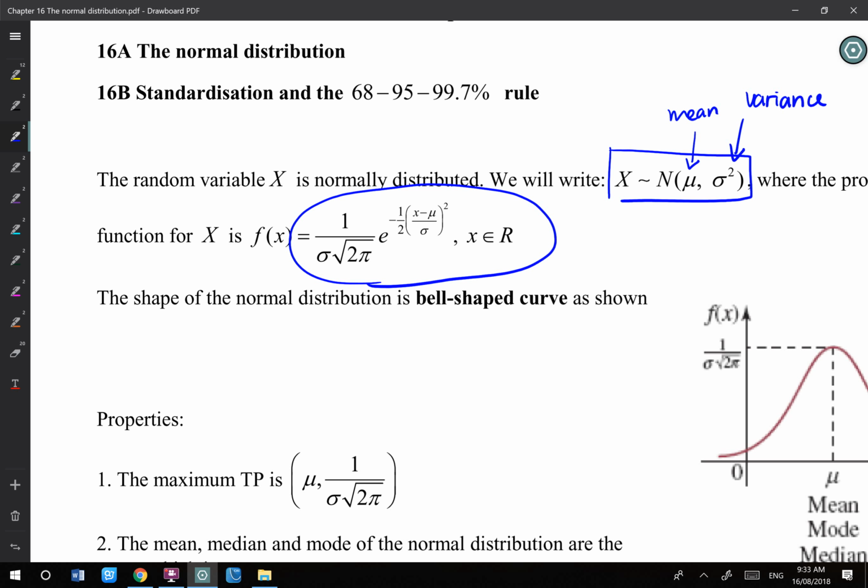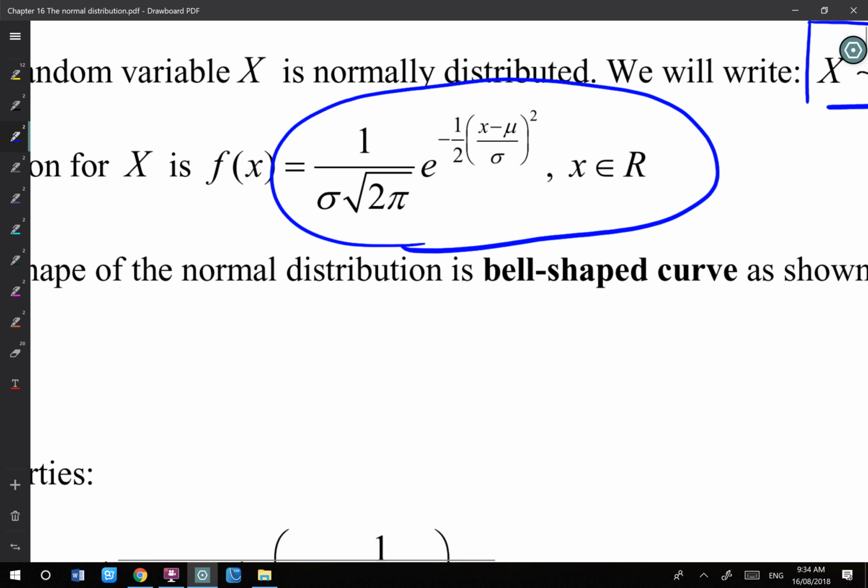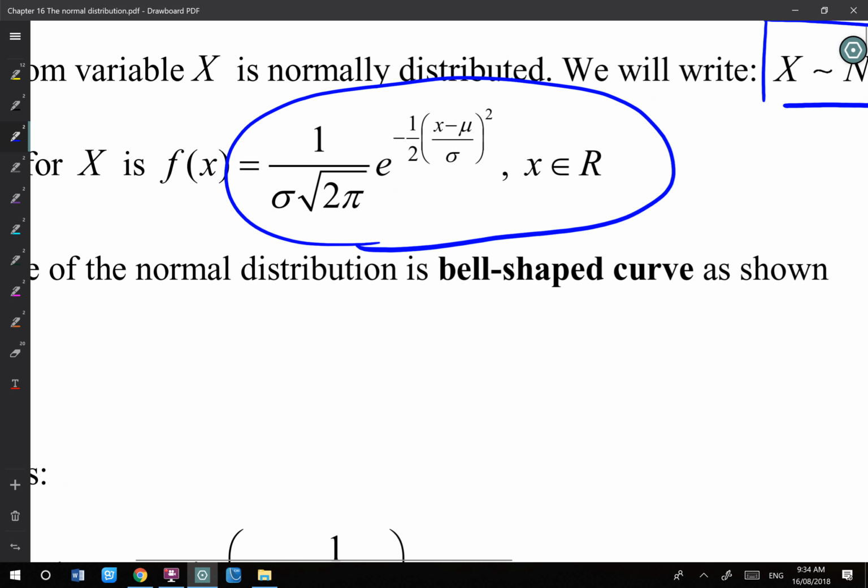No one really asks you to write down the normal distribution for me. No one will ask you this question. But I think you better remember that. You can put it in the notes and have a look at it, because we will talk about something else later.